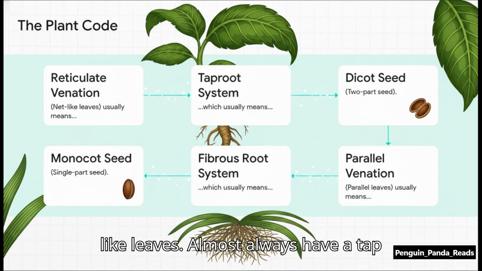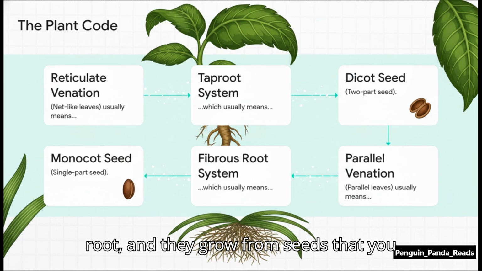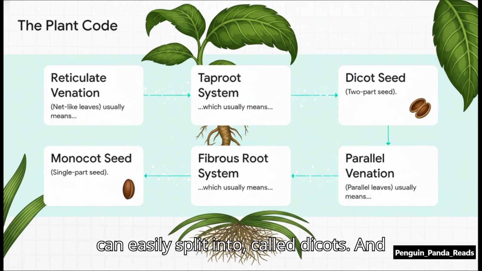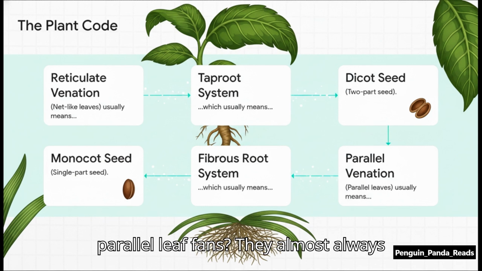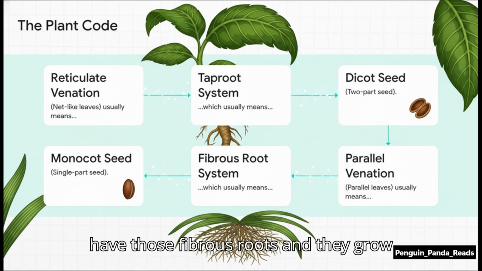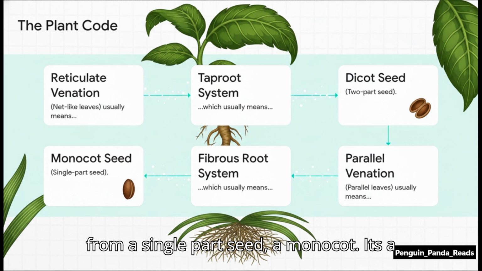Plants with those net-like leaves almost always have a taproot, and they grow from seeds that you can easily split in two, called dicots. And what about the others, the ones with parallel leaf veins? They almost always have those fibrous roots, and they grow from a single-part seed, a monocot. It's a complete system, hidden right under our noses.